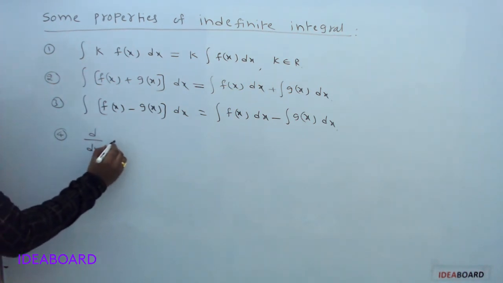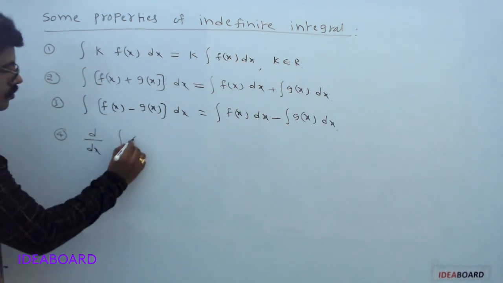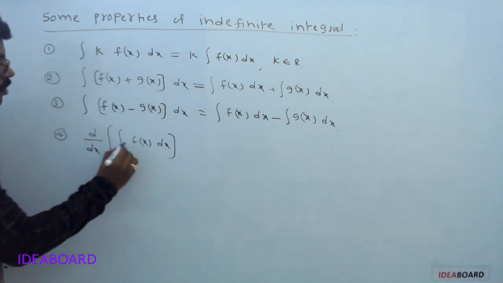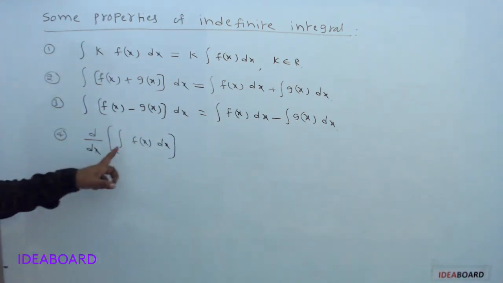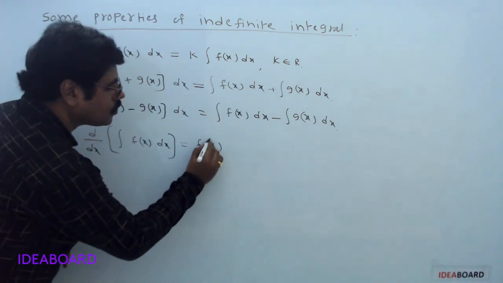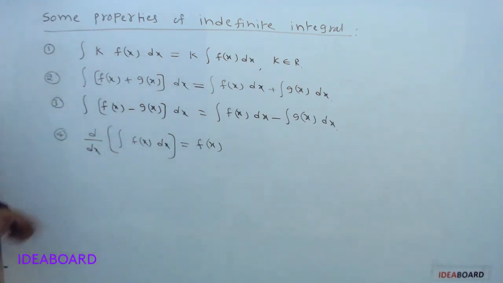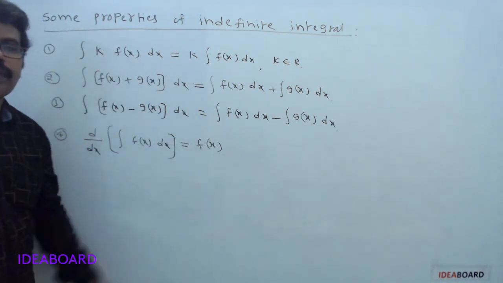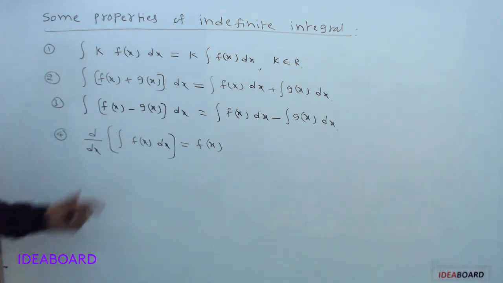Derivative of integral f of x dx. What is the property? Derivative of integral f of x dx equals to f of x. Now I will explain this property by taking a simple example.